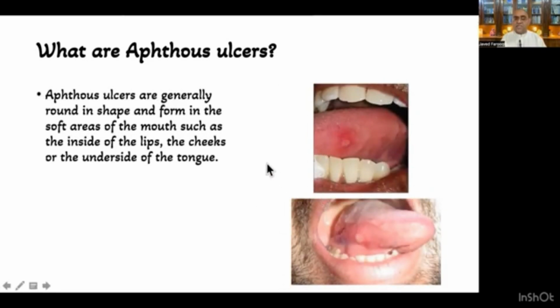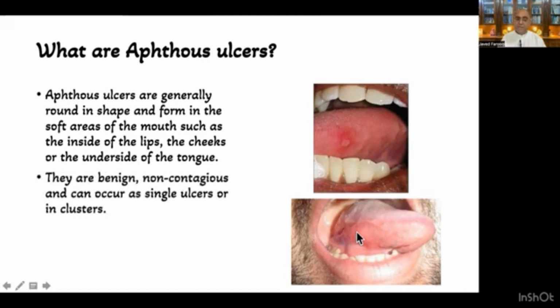Aphthous ulcers are generally round in shape and form in the soft areas of the mouth, such as the inside of the lips, the cheeks, or underside of the tongue, like here. They are benign, non-contagious, and can occur as a single ulcer or in clusters. We all know that it may be a single Aphthous ulcer, or there may be many of these.